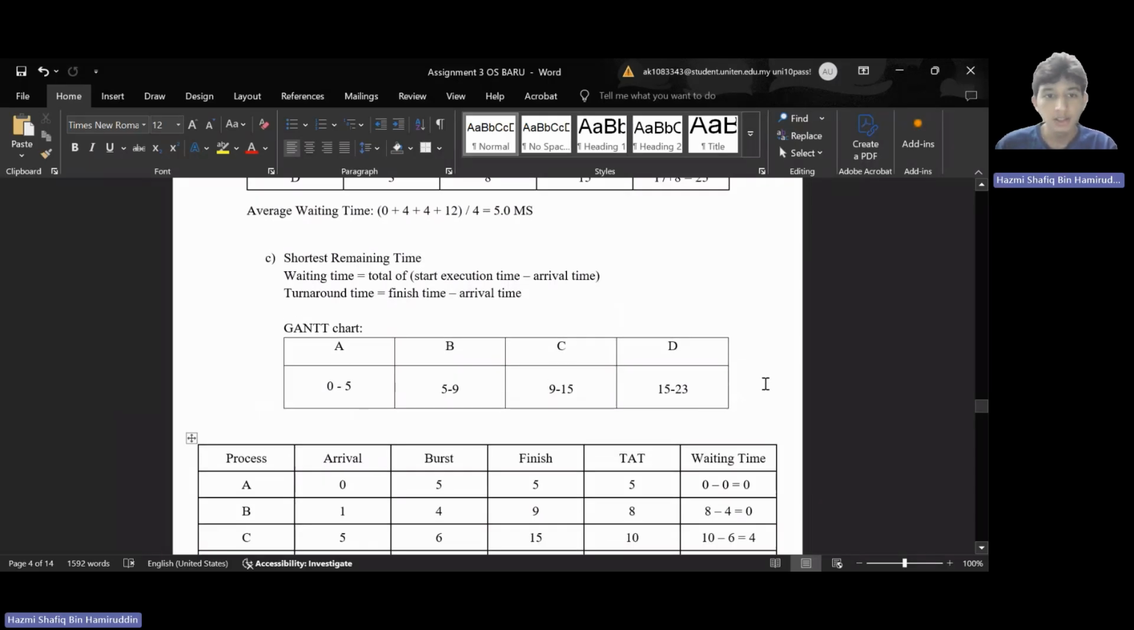For question C, shortest remaining time. To find our waiting time, we need to calculate the total of start execution time minus arrival time. Then we need to calculate turnaround time, which is finish time minus arrival time.